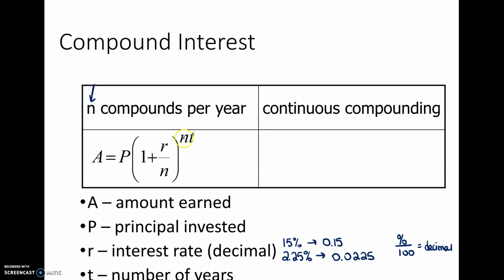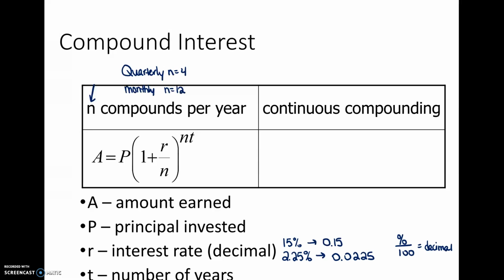So the number out of 100, that is your decimal. t is your number of years, and n is how often it's compounded. So if you see the word quarterly, that means n equals 4. If you see monthly, how many months are in a year? 12. n equals 12. If it said daily, you would do n equals 365. If it said weekly, you would do n equals 52, if you know that there are 52 weeks in a year.